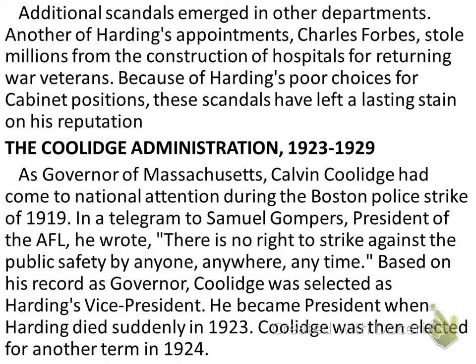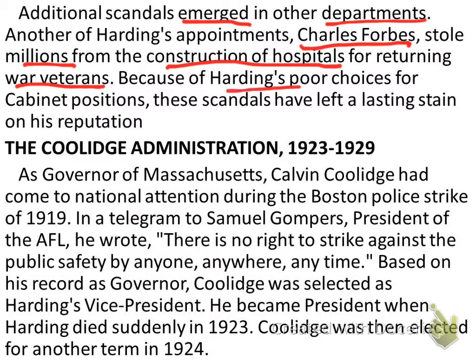Although the scandals emerged, they did emerge, of course, in other departments. They always emerge. Additional scandals emerged in these other departments, whether it be the Secretary of Education, whatever cabinet official it was. These scandals, again, were found primarily after Harding's death. Getting back to this, another of Harding's appointments, a man by the name of Charles Forbes, stole millions from the construction of hospitals for returning war veterans. So Harding appointed Charles Forbes. Forbes was in charge of this, and the construction of hospitals for returning vets was in place, and he stole millions of dollars from the construction of those hospitals.